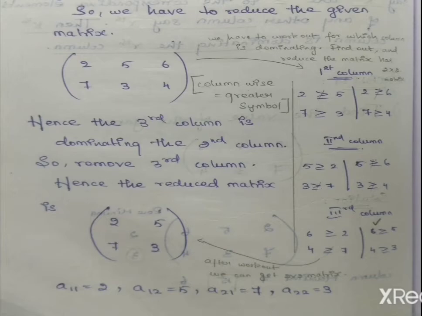So the first one is not satisfied, so we have to omit the second column. We have to come to comparing with the third column. So the first column you have to compare with the third column. 2 is greater than or equal to 6. So this is also not satisfied. So we have to come to the second column. So the first column we can't reduce. So we have to compare with the second column.